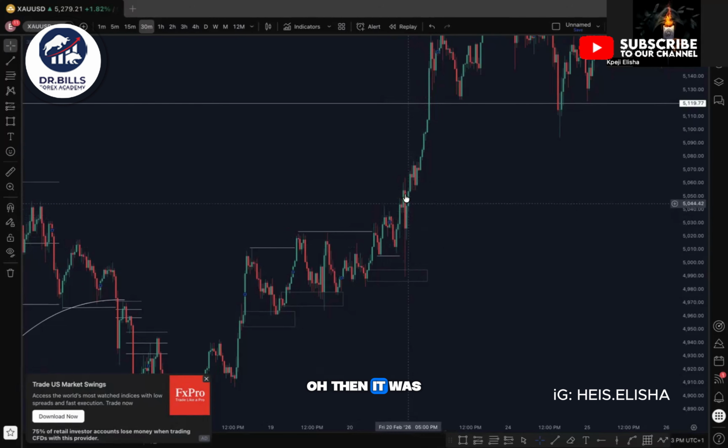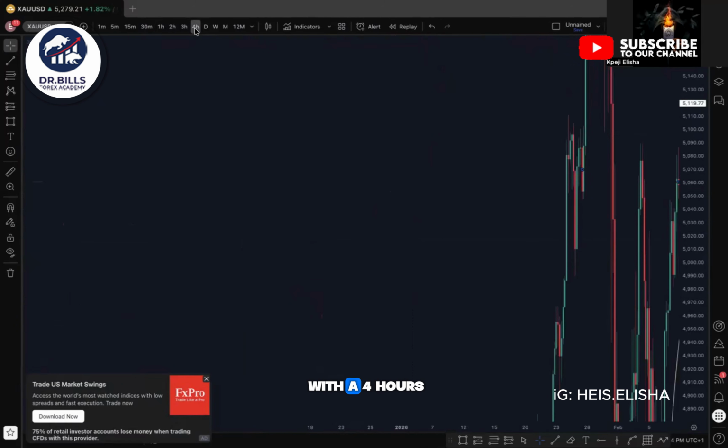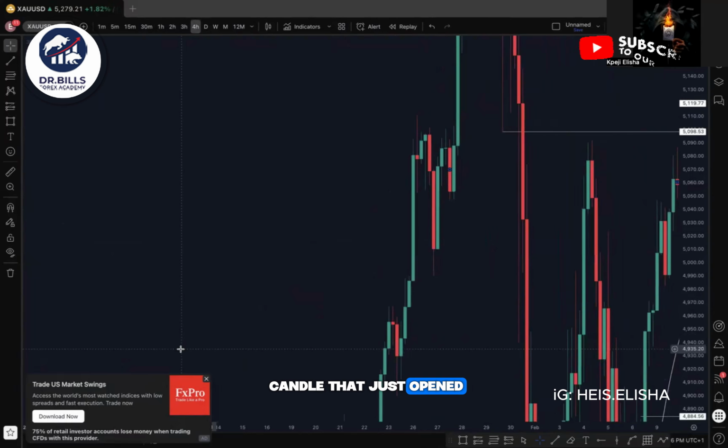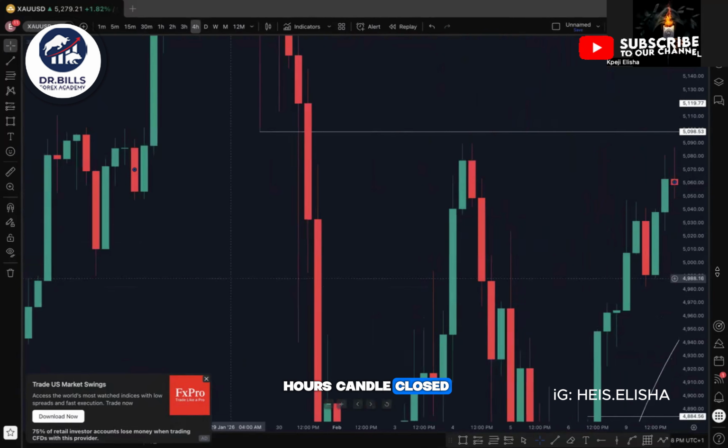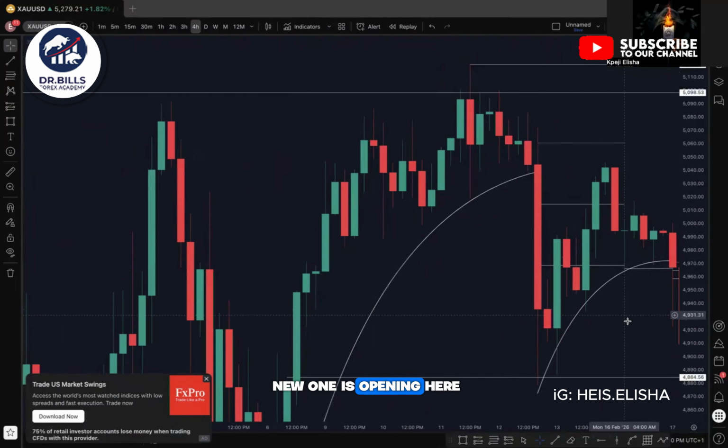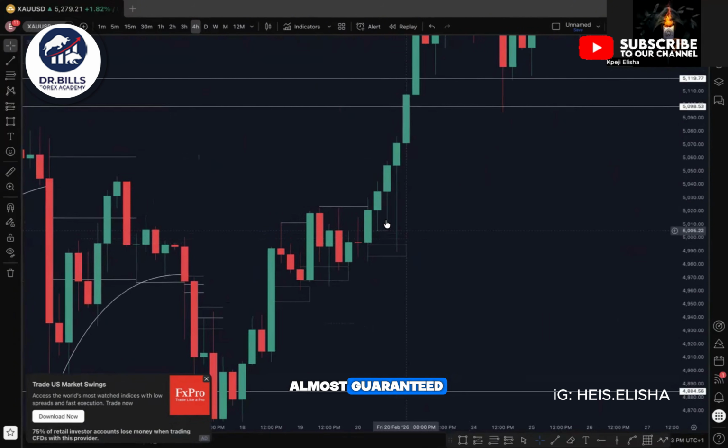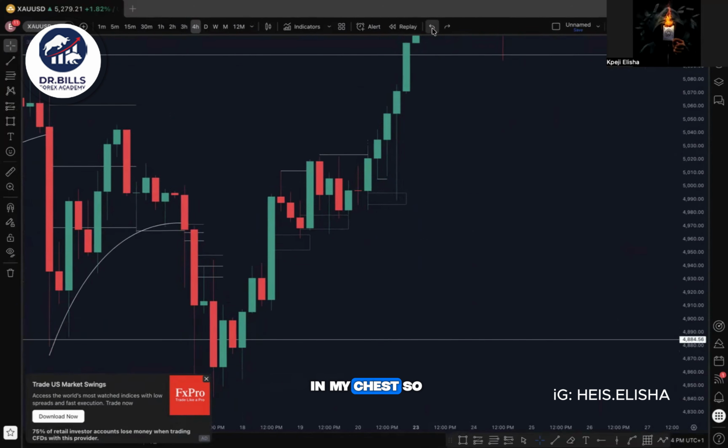Oh, then there was exactly 3:30. Exactly at 3:30, I was sure because there was news that day. I was so sure price was going to pull back. And the 3:30 was overlapping with a 4-hour candle that just opened. And when a 4-hour candle closed previously bullish and a new one is opening here, the pullback is almost guaranteed. So these were the two candles that were like an inducement here. This one opened and I knew it was going to pull back. I was confident that it was going to pull back no matter what. So I had that in my chest.